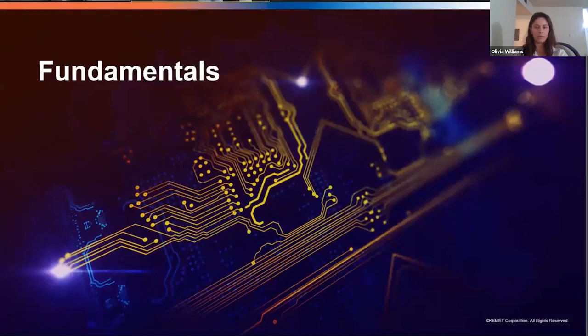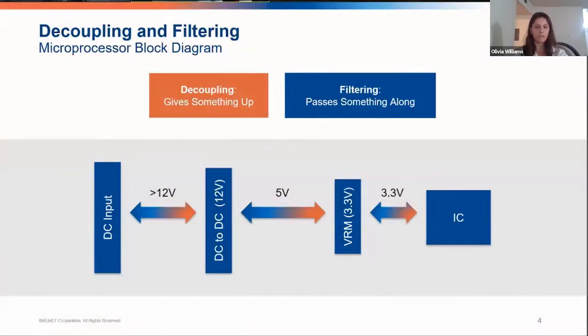So let's talk about the fundamentals. First off, for decoupling and filtering, we need to differentiate our topics. Sometimes they're thought of as the same thing, but they can actually be a bit different. Decoupling is when something is given up, whereas filtering is passing something along.